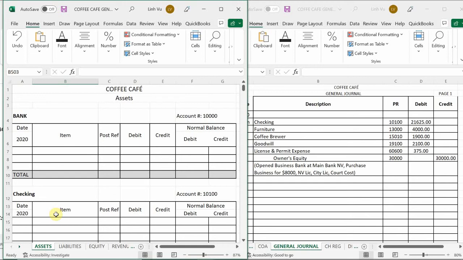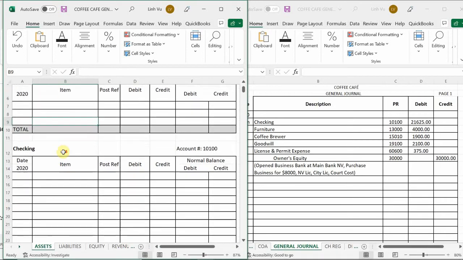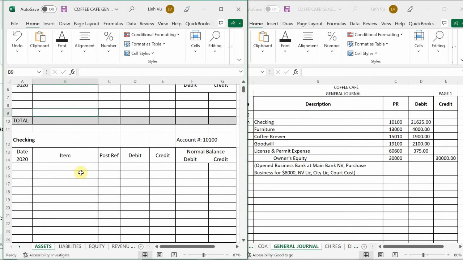So in this case, my very first account on my journal here is my checking account, because I deposited money in there. So I'm going to go to my assets and locate my checking. It should be the very second table in your general ledger. In this case, I'm going to plug in everything, including the date.